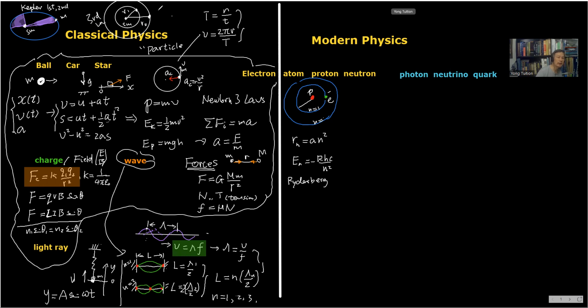The third law says that the distance r cubed, and the period T squared: the period squared divided by r cubed is constant. I write a different form for you. This is T1 and R1, that is T2 squared and R2 cubed, because this represents the first planet and this is the second planet. Can you see?